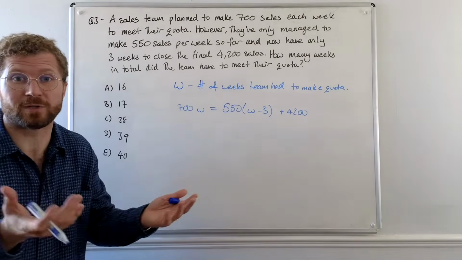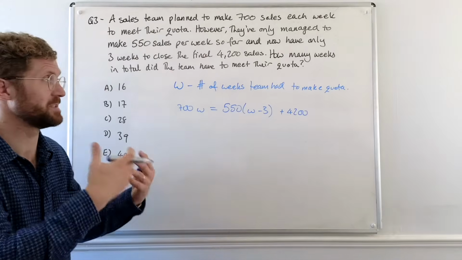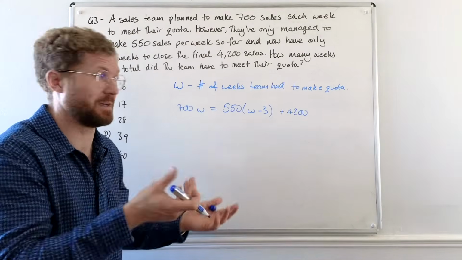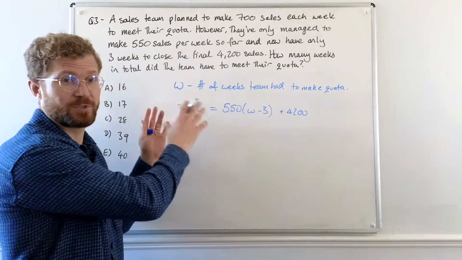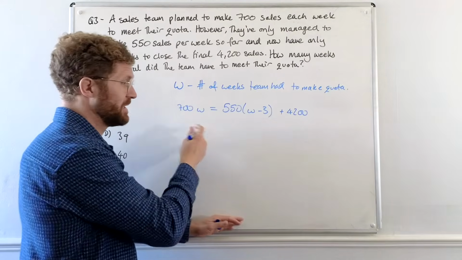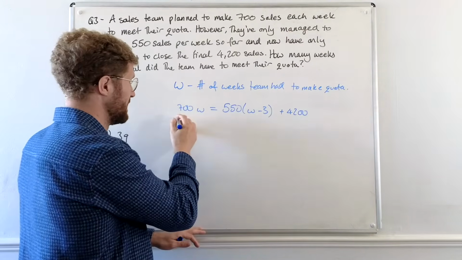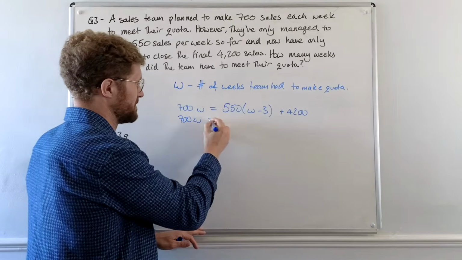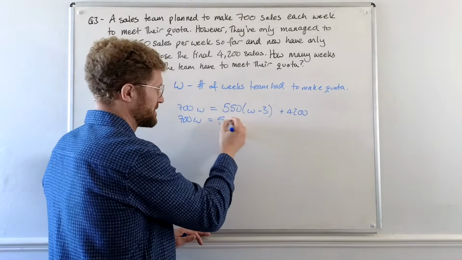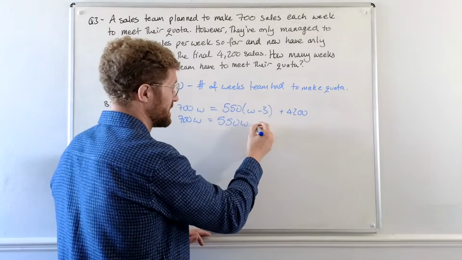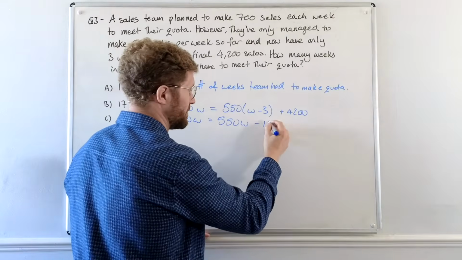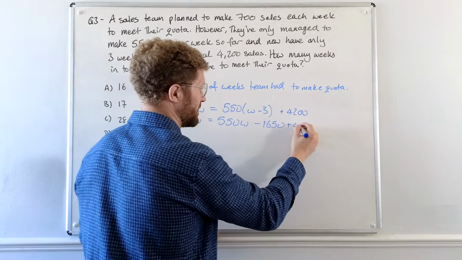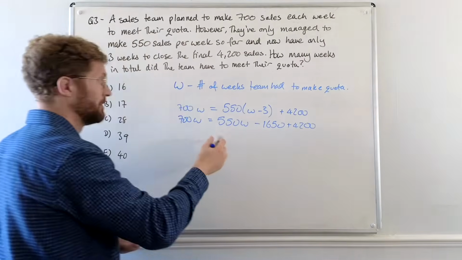And there we go. Now we've got our equation, and from here on out, hopefully this is not going to be that bad. The challenge with this question was getting that equation out there, and from here it's just a case of solving this equation. So left-hand side doesn't change for now, but let's expand this set of parentheses. 550 times 3 is going to be 1,650. We've got 4,200 on the end.